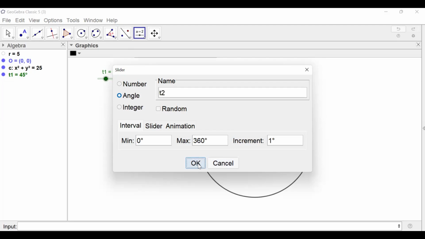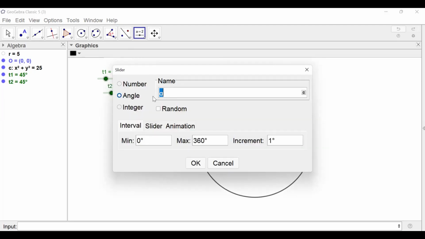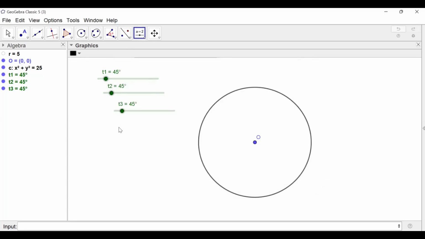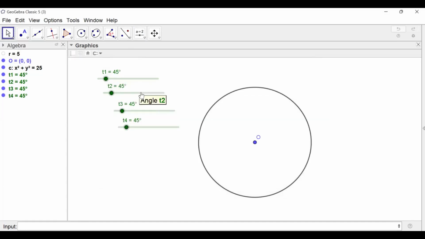All right, the same parameters. I get the third slider, still the angle, call it T3. All right. And I take the fourth slider. I'm going to call it T4, okay? Good.